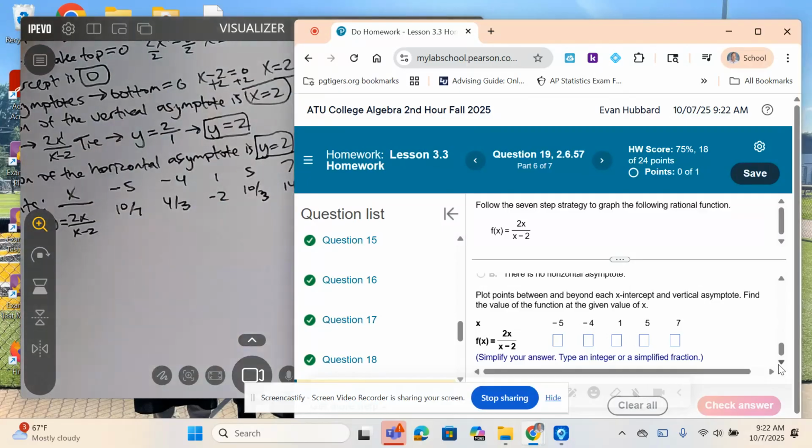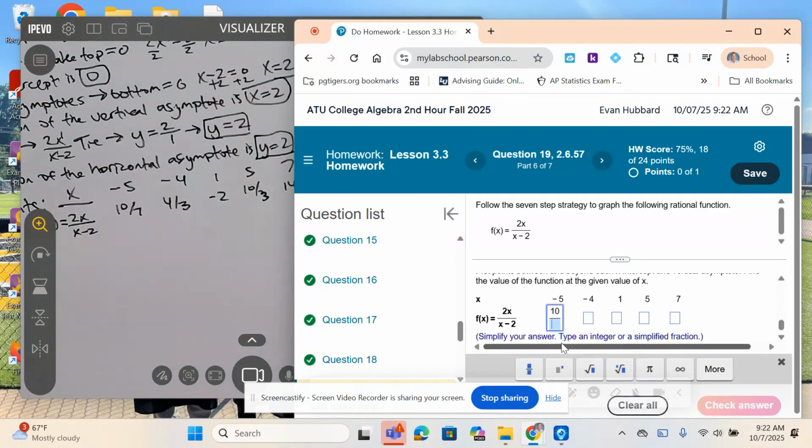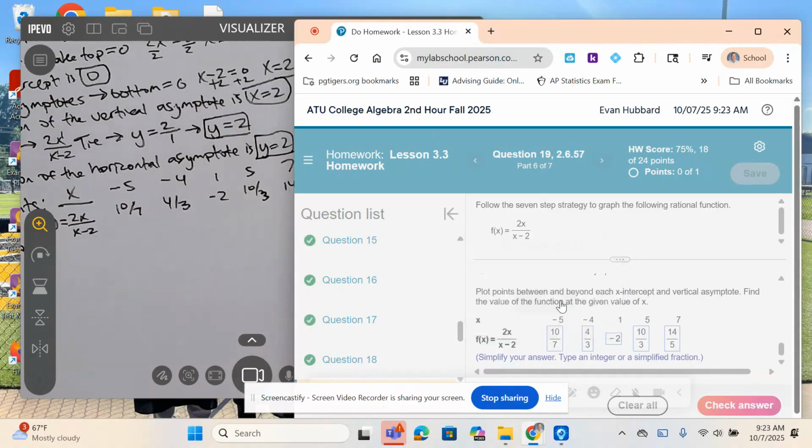Second graph. So 10 sevenths, 4 thirds, negative 2, 10 thirds. And they want a simplified fraction. That's where the math frac thing comes in handy. Using calculator. So I'm going to make a little note.